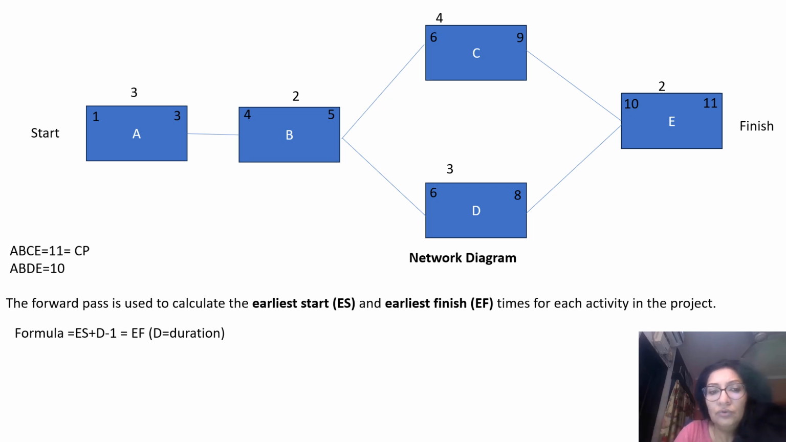Okay, so I think this is clear to you all that forward pass calculates early start and early finish. This is a very important part of critical path method and project scheduling. I'll come with the backward pass in my next video.